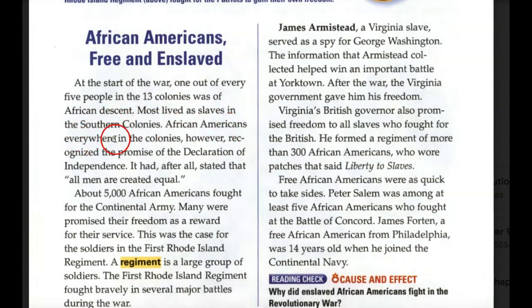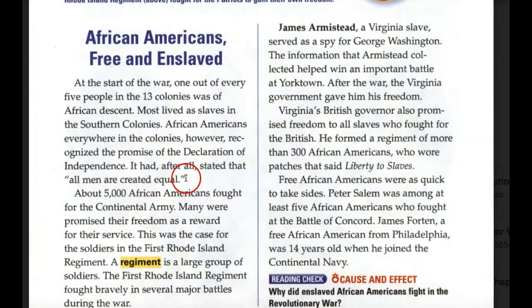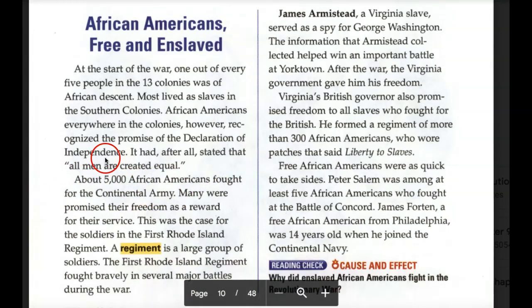African Americans everywhere in the colonies, however, recognized the promise of the Declaration of Independence. It had, after all, stated that, quote, all men are created equal. About 5,000 African Americans fought for the Continental Army. Many were promised their freedom as a reward for their service.